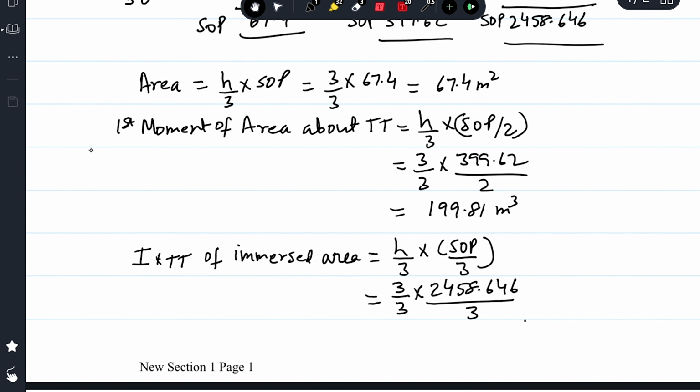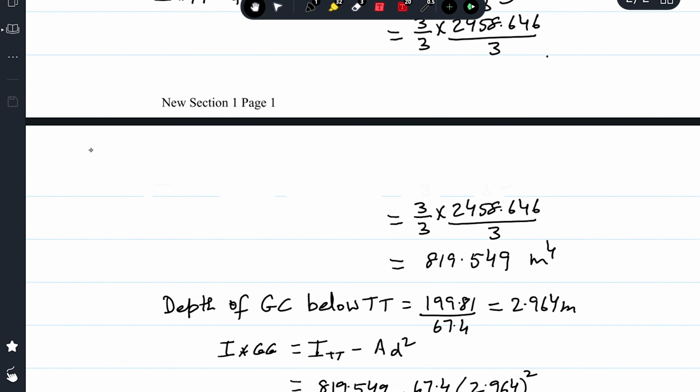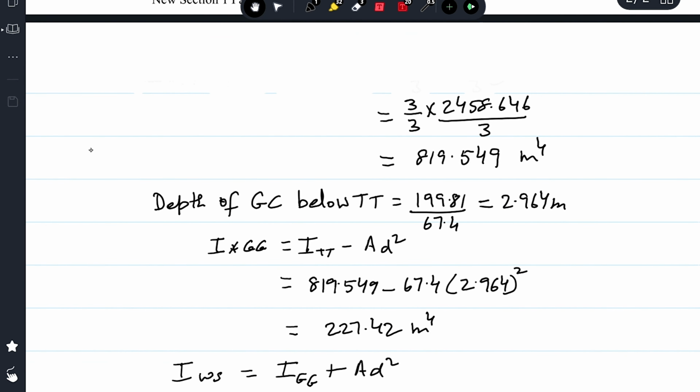Then the second moment of area y cube function, which is the moment of inertia about tank top, tt. Again h by 3 multiply by sum of the product of the y cube function, and this is divided by 3. So 2458.646 upon 3, and we get 819.549 meter raised to the power 4. That is a moment of inertia about tank top.